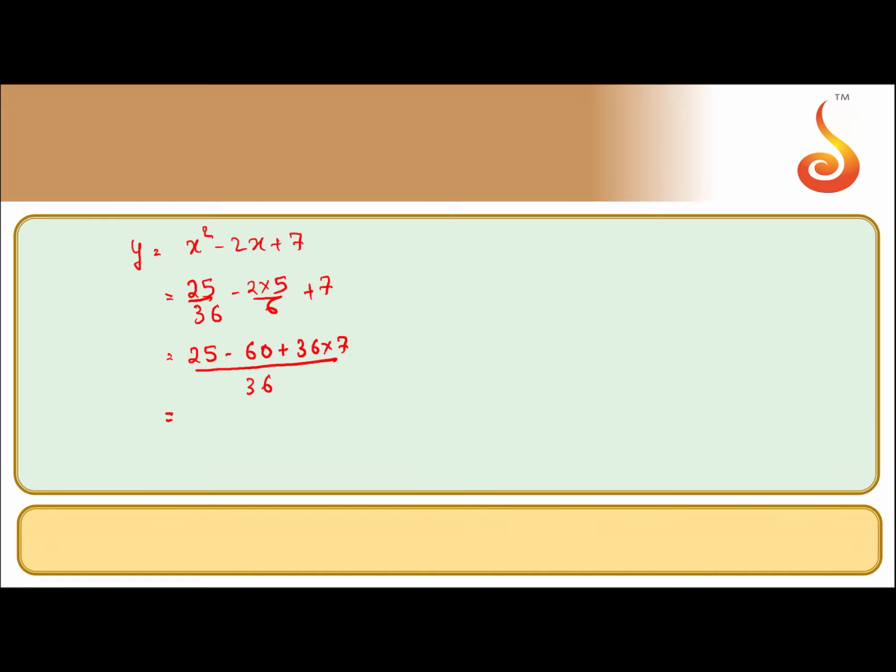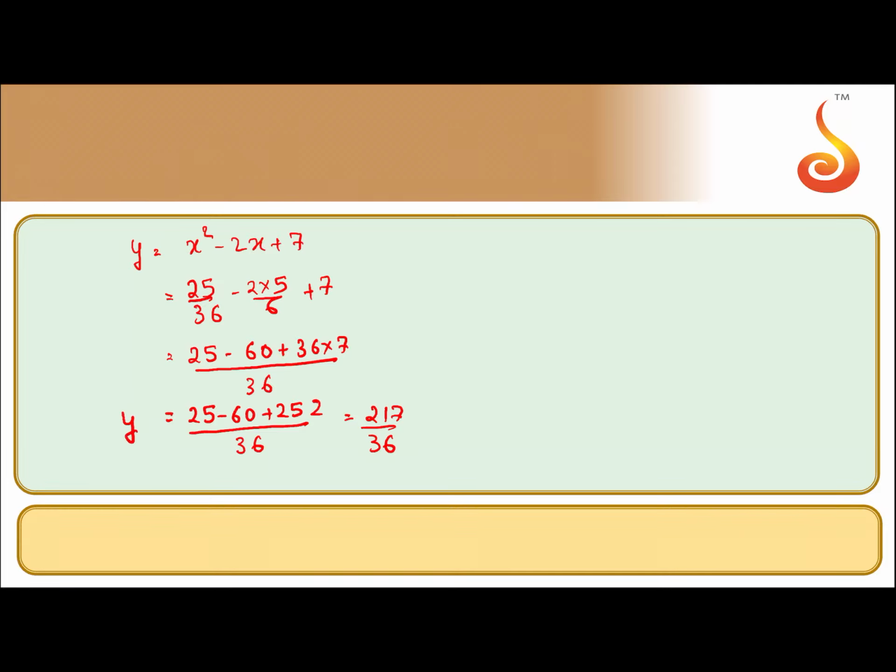So it's a method where you can easily calculate. You will get the result as 36 times 7 = 252. So (25 - 60 + 252)/36. This will give you 25 - 60 + 252 = 217. So 217/36 is the y value.